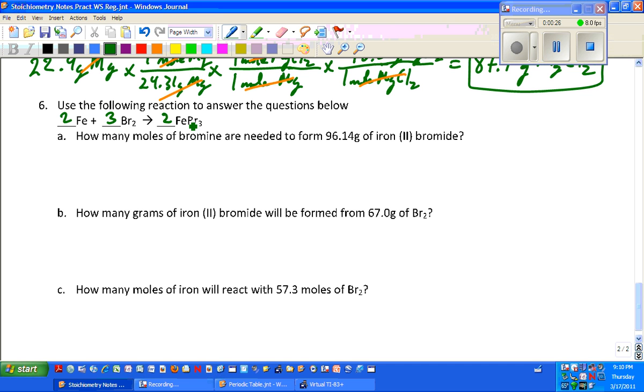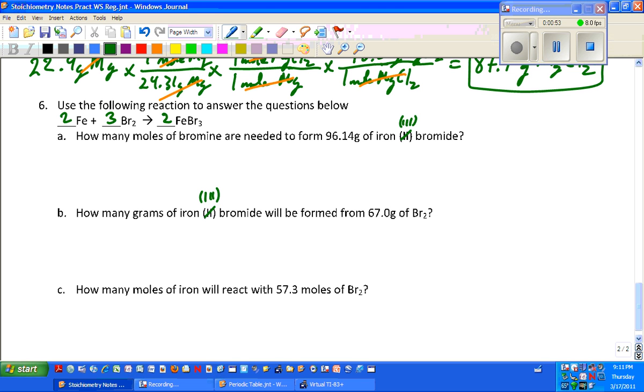All right. First part is how many moles of bromine are needed to form 19.14 grams of iron 3 bromide. It says iron 2 bromide, but it should say iron 3 bromide. That's a mistake. Typo. Sorry. Let me fix that. Iron 3 bromide.